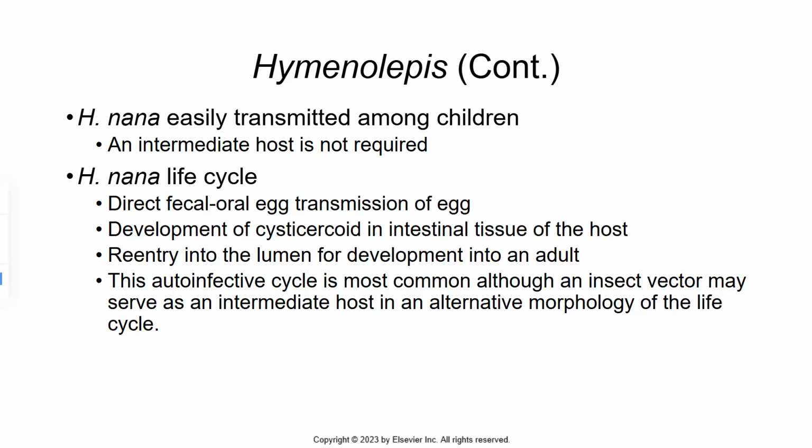The life cycle: direct fecal-oral transmission of the egg, development of the cysticercoid in the intestinal tissue of the host, re-entry into the lumen for development into an adult, and this autoinfective cycle is most common, although insect vectors may serve as intermediate hosts in an alternative morphology of the life cycle.